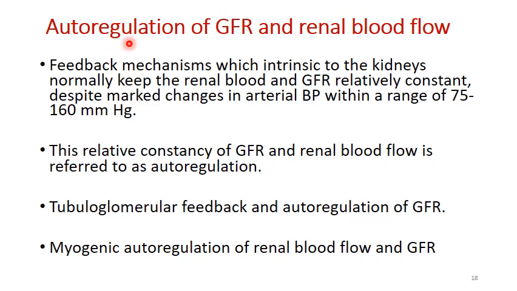Now, autoregulation of GFR and renal blood flow. It is a feedback mechanism which is intrinsic to the kidneys. It normally keeps the renal blood flow and GFR relatively constant despite marked changes in arterial blood pressure within a range of 75 to 160 mm of mercury. This relative constancy of GFR and renal blood flow is referred to as autoregulation. It has two components, tubular-glomerular feedback and autoregulation of GFR, and myogenic autoregulation of renal blood flow and GFR.